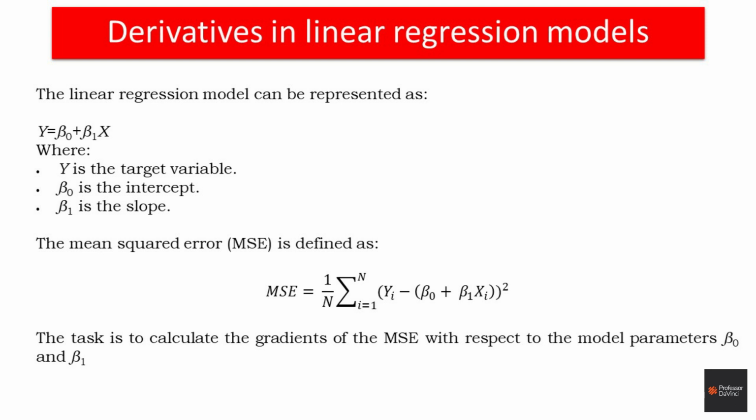The task is to find the gradient of the mean square error with respect to the model parameters beta naught and beta 1, so that we can minimize the mean square error. Let us see how these derivatives help in minimizing the mean square error in the next step.